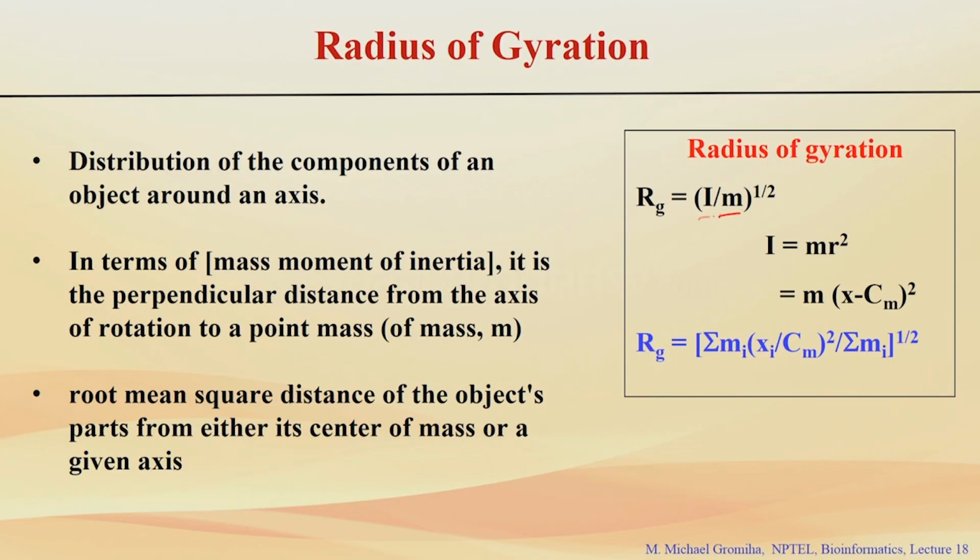I is the moment of inertia, m is the mass. What is the equation for the moment of inertia? I equals m r square, right. So, m is the mass and r square you can calculate from the center of mass. x is any coordinate from the center of mass, so x minus Cm, whole square. Now, substitute these values in this equation, then you can get the Rg: sigma mi multiplied by xi minus Cm, the whole square, divided by sigma mi, then take the square root. You can calculate the radius of gyration.